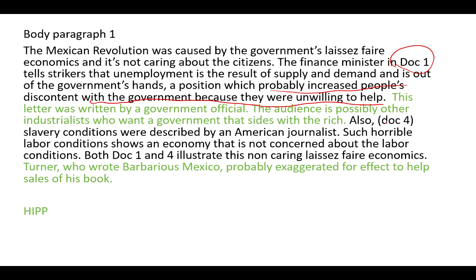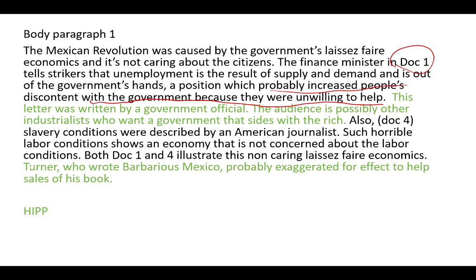Also, document 4, slavery conditions were described by an American journalist. Such horrible labor conditions show an economy that is not concerned about the labor conditions. Both document 1 and 4 illustrate this non-caring laissez-faire economics. I should have said helped cause the revolution. And then I tried to hip it.